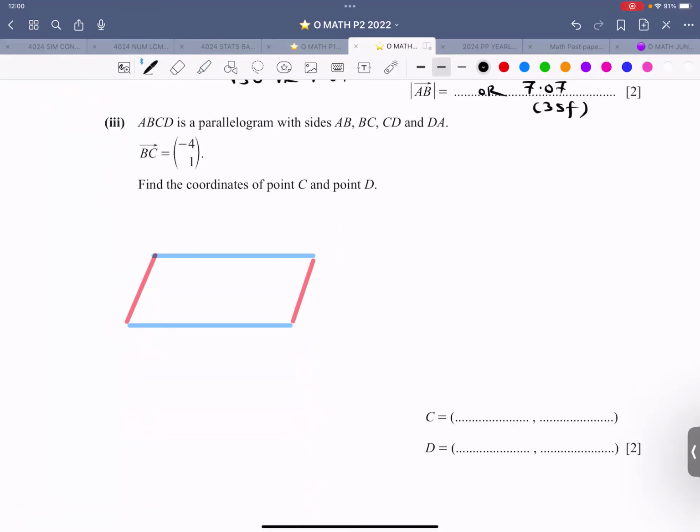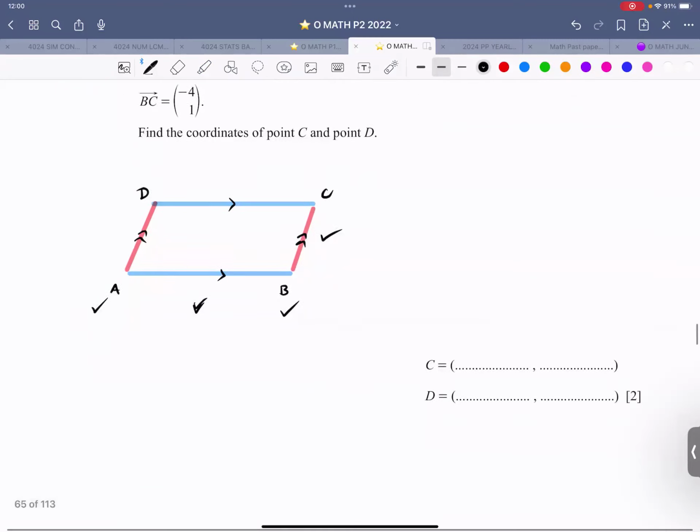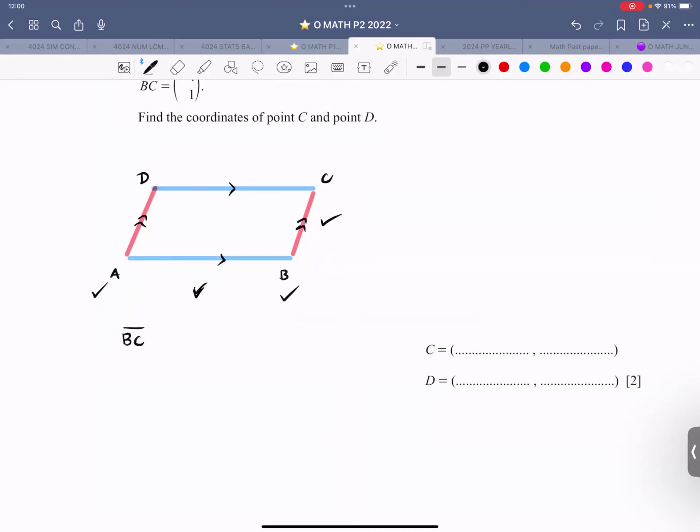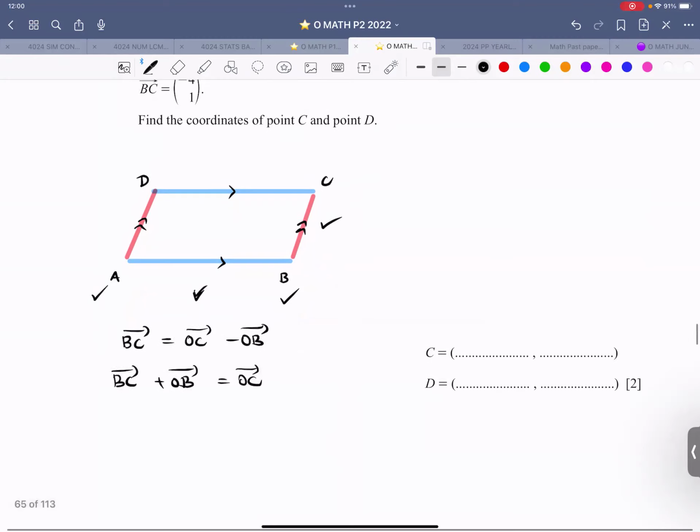So therefore, let me write this as just a rough diagram. So A, B, C, D, these two are parallel and equal in length. These two are parallel and equal in length. So BC is negative 4, 1. This is given. A is given. B is given. Naturally, AB is also known. If we are interested in C, let me first work for C. So BC is OC minus OB. In other words, BC plus OB is OC. I just made it the subject. BC is negative 4, 1.